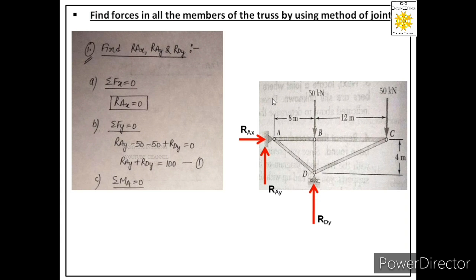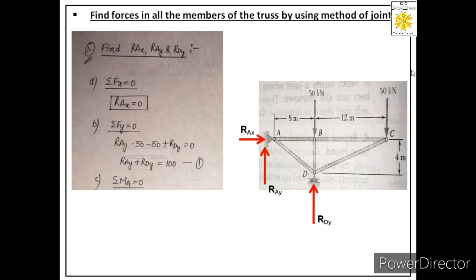And the nature of this moment will be positive because it is an anti-clockwise moment. So we will say positive RDY into 8. Now let us observe the moment because of the next force, that is 50 kilonewton. This is the line of action of the force, and this is the perpendicular distance between the line of action and moment center, that is 8 again. But this force generates clockwise moment, so that is a negative moment. So we will say minus 50 into 8.